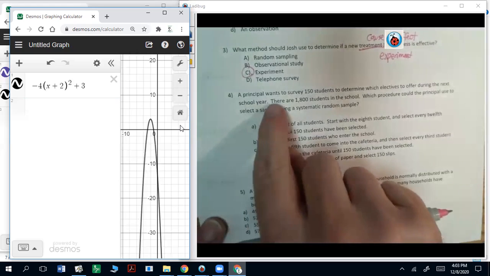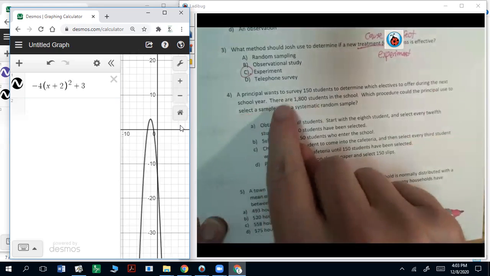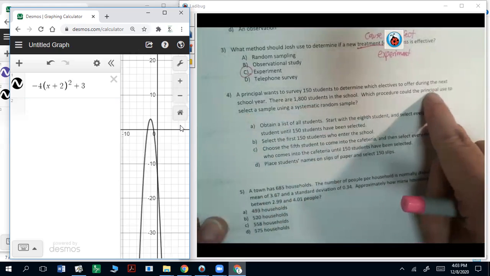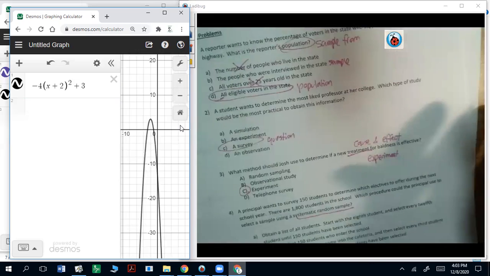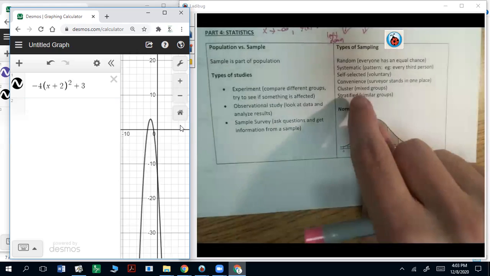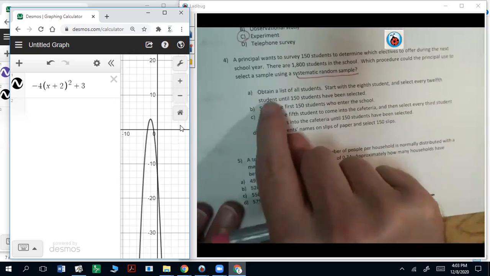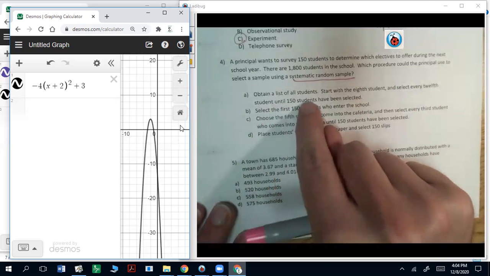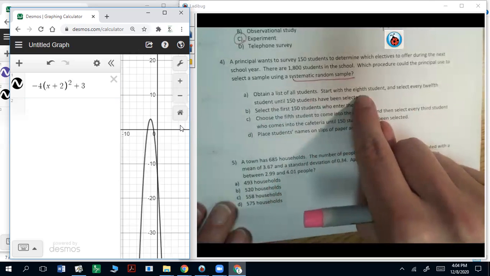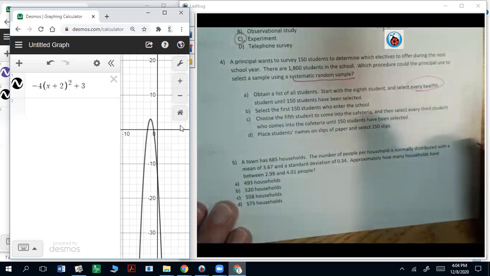Number 4, a principal wants to survey 150 students to determine which electives to offer during the next school year. There are 1,800 students in the school. Which procedure could the principal use to select a sample using a systematic random sample? Systematic random samples are patterns, like every 3rd person, every 5th person, every 10th person, etc. So obtain a list of all students, start with the 8th student, select every 12th student until 150 students have been selected. That's every 12 students. So that would be your answer.